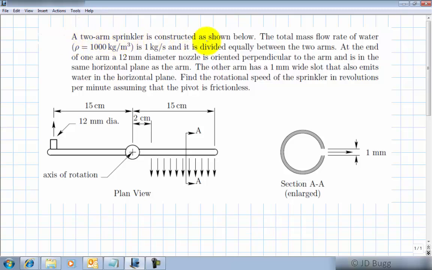A two-arm sprinkler is constructed as shown below. The total mass flow rate of water, density of 1,000 kilograms per cubic meter, is 1 kilogram per second, and it is divided equally between the two arms.